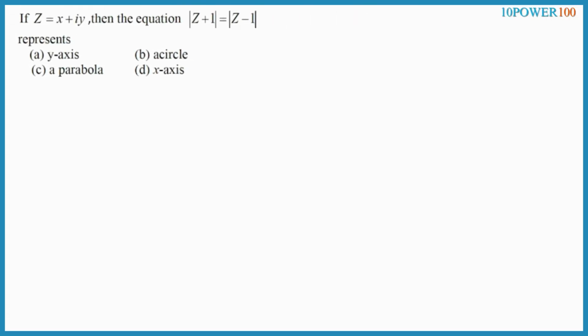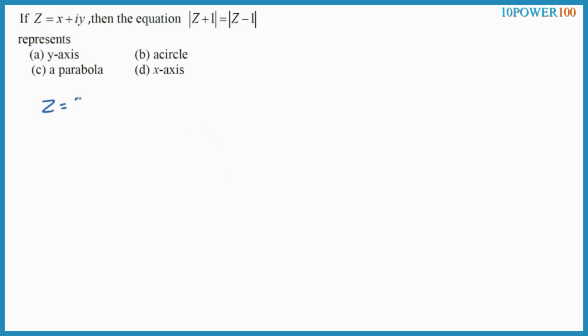Next question: if z is equal to x plus iy, then the equation mod z plus 1 is equal to mod z minus 1 represents what kind of equation? After solving, we have to say what kind of equation we get in the end. So let's write the given equation.